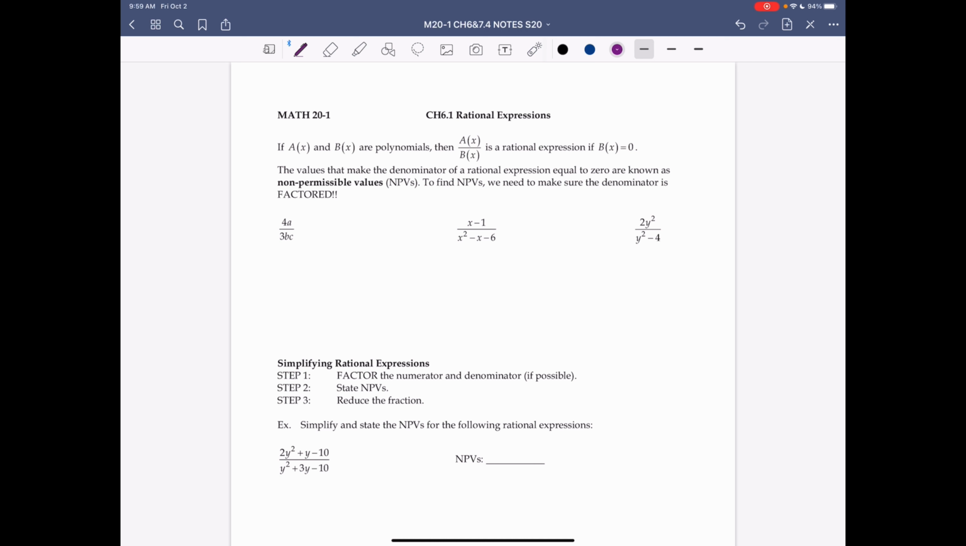Let's look at these three examples and find the non-permissible values for them. 4a over 3bc, the denominator cannot equal 0. So what values of b would make the denominator equal to 0? Well, it's 3 times b times c. So if we have a 0 as either of our b or c values, then the denominator would be 0. 3 times 0 times a number equals 0. So we would say b cannot equal 0 and c cannot equal 0.